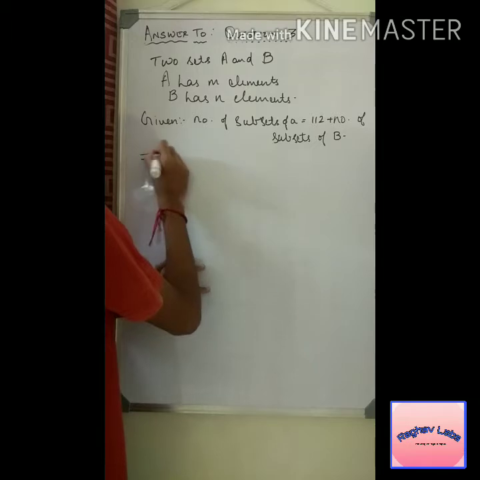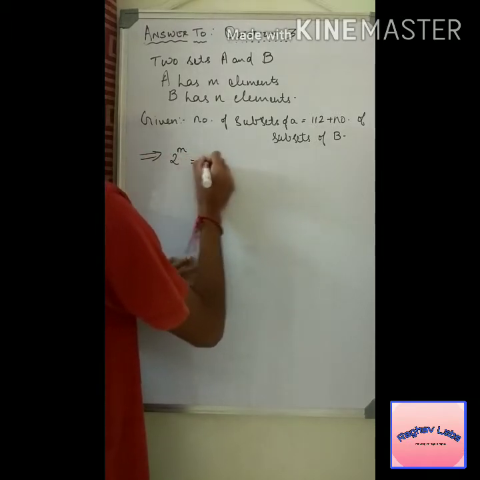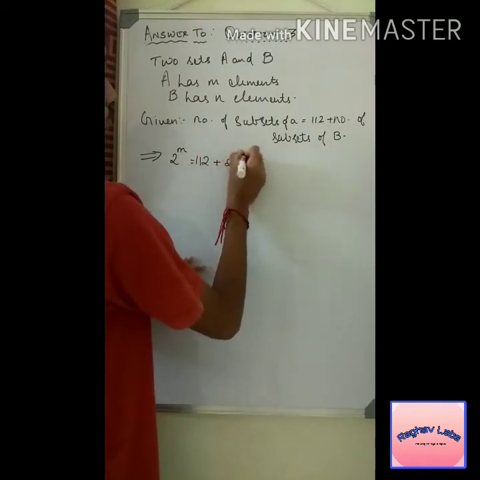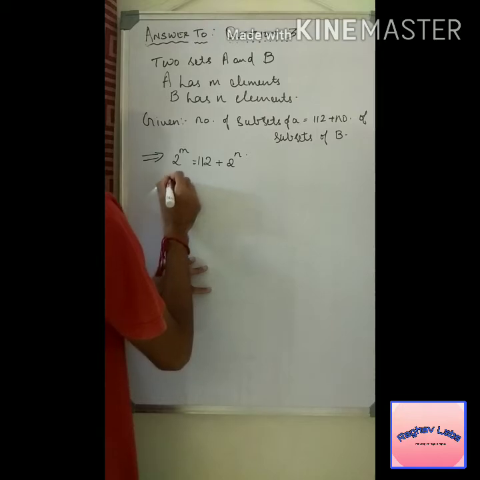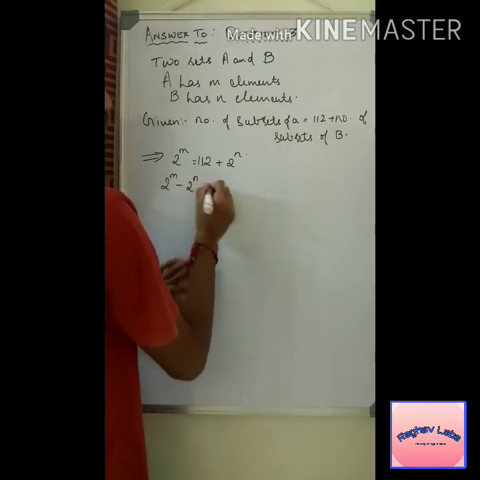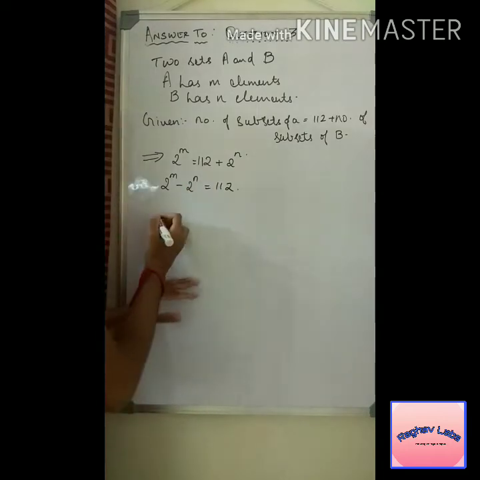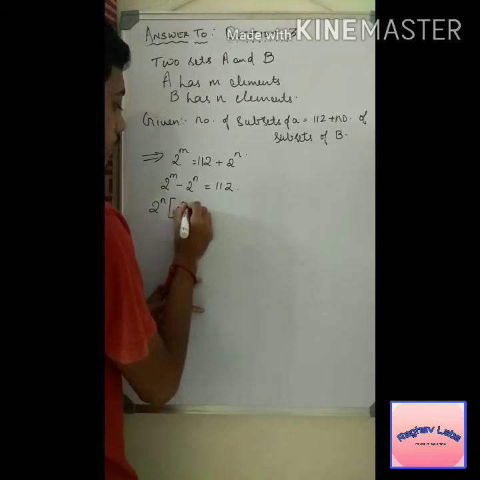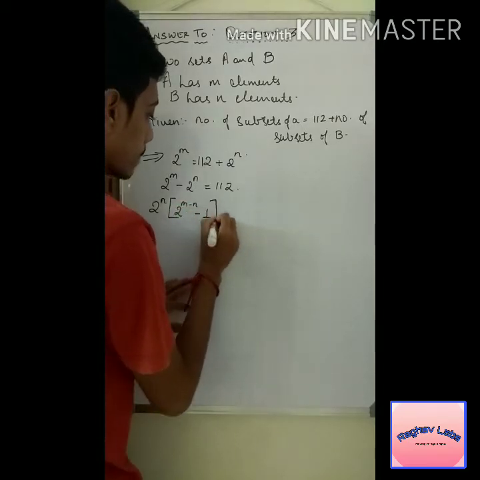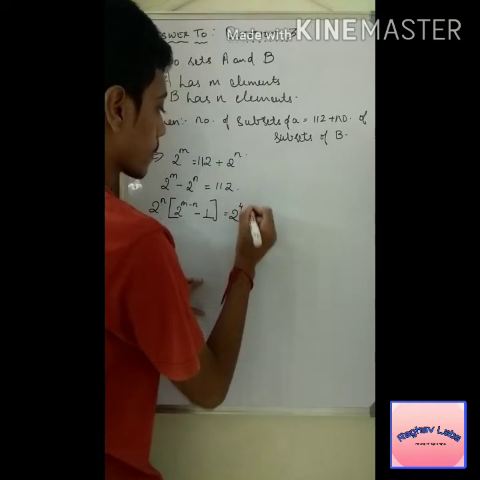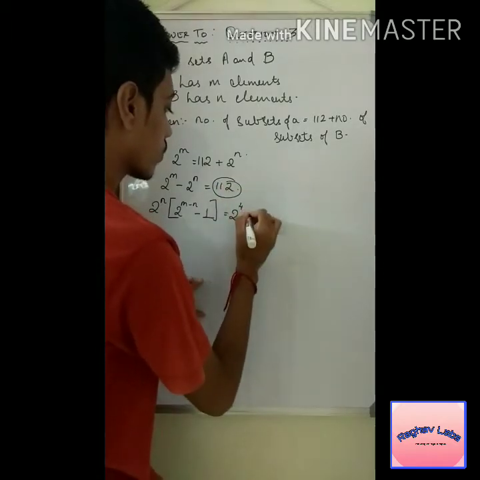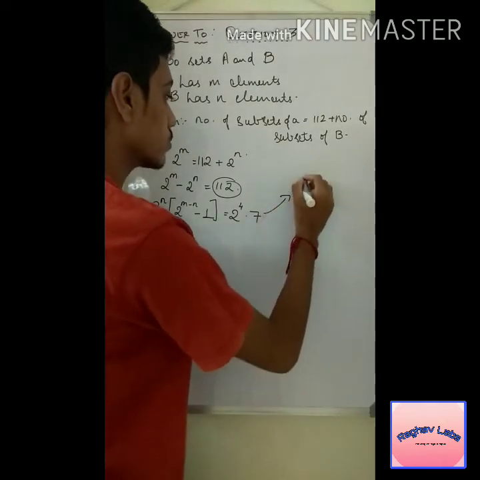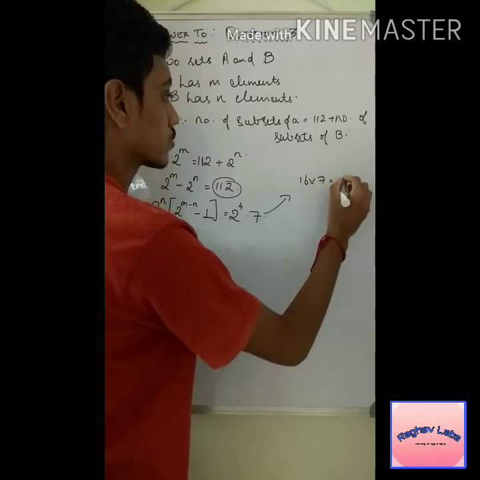So, which implies 2 to the power of m is equal to 112 plus 2 to the power of n, which also implies 2 to the power of m minus 2 to the power of n is equal to 112. Taking 2 to the power of n common, we get 2 to the power of n into 2 to the power of m minus n minus 1 is equal to 2 to the power of 4 into 7, which is nothing but 112, because 16 into 7 is equal to 112.